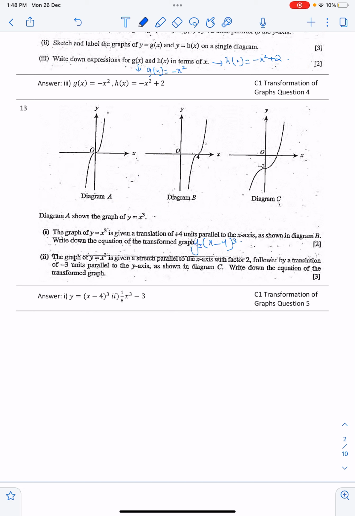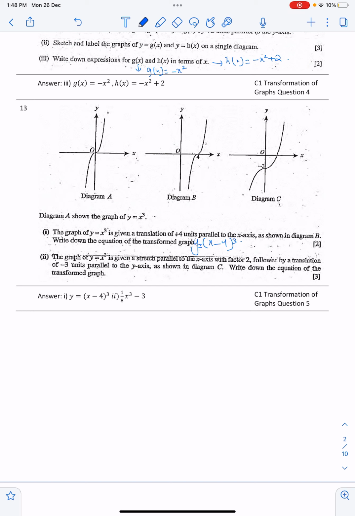Okay, and then they are saying the graph of y equals x cube is given a stretch parallel to the x axis. Parallel to the x axis means horizontal stretch with scale factor 2, followed by a translation of negative 3 units parallel to the y axis, as shown in diagram number C. Write down the equation of the transformed graph. Okay, this graph y equals x cube is given a stretch parallel to the x axis with stretch factor 2.